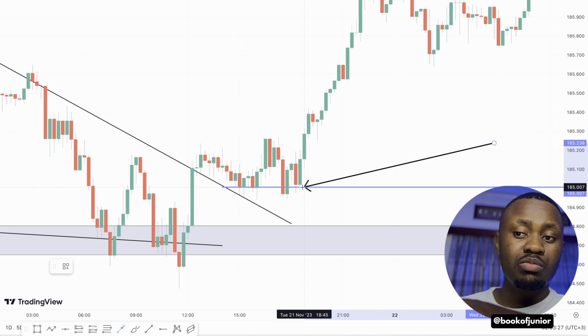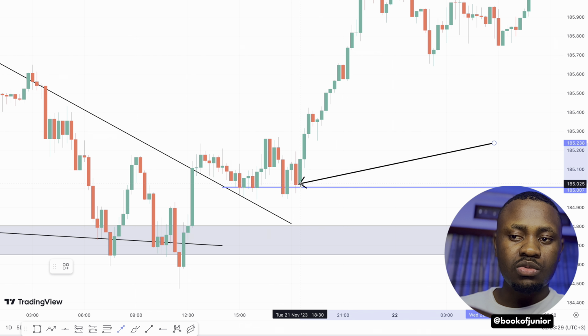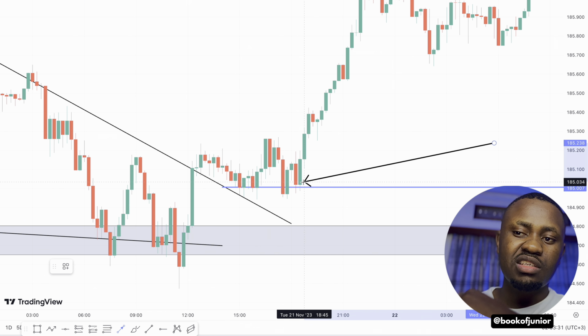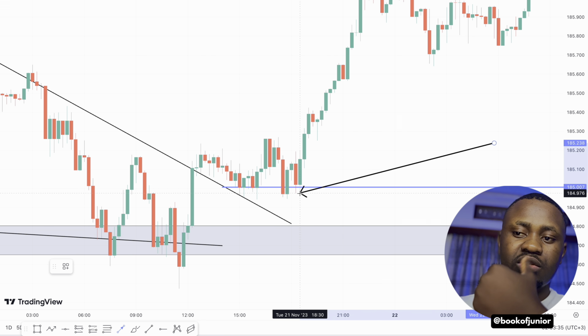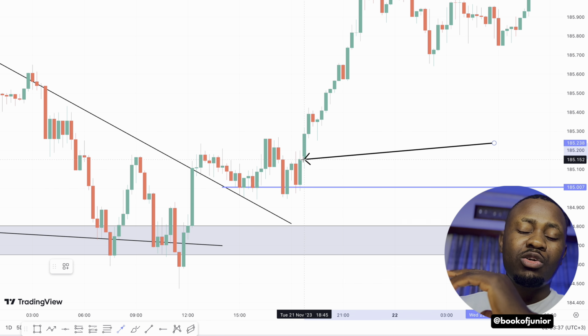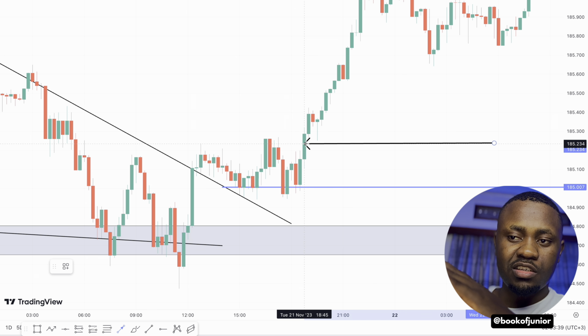I always wait for this pullback. Immediately when price pulls back like this, and you can see when price pulls back, it almost gives us more of a tweezer bottom. You can see this candle right here close from inside, this other candle close from inside. So I always take my trade on this other candle right here. You can see right here on this one.